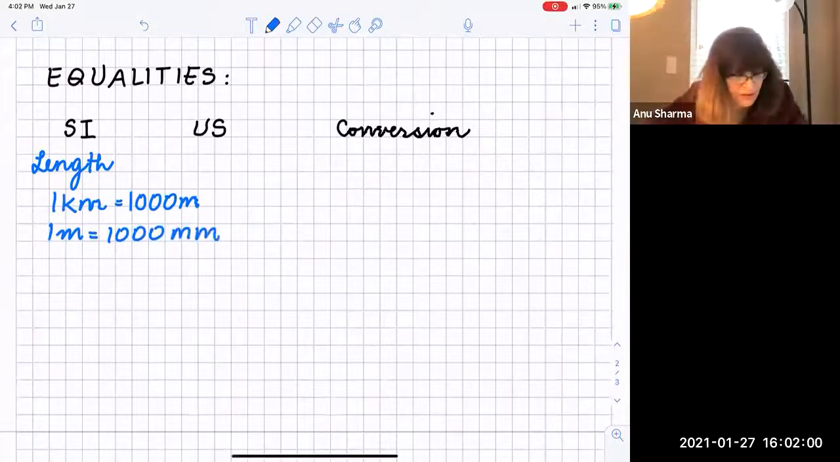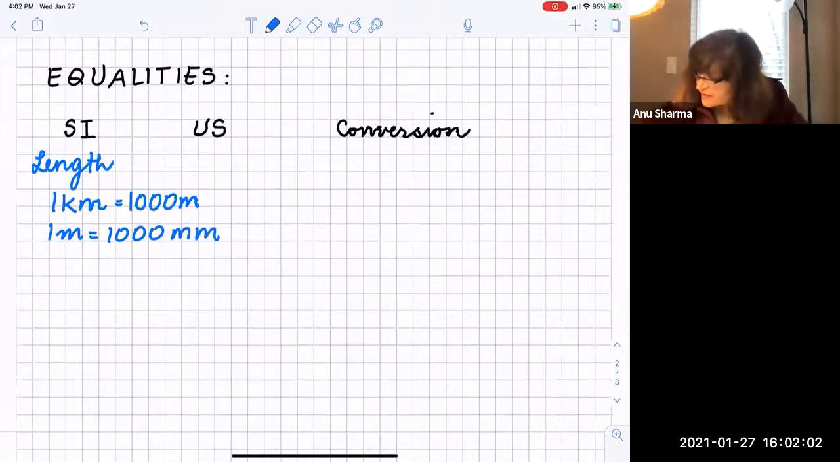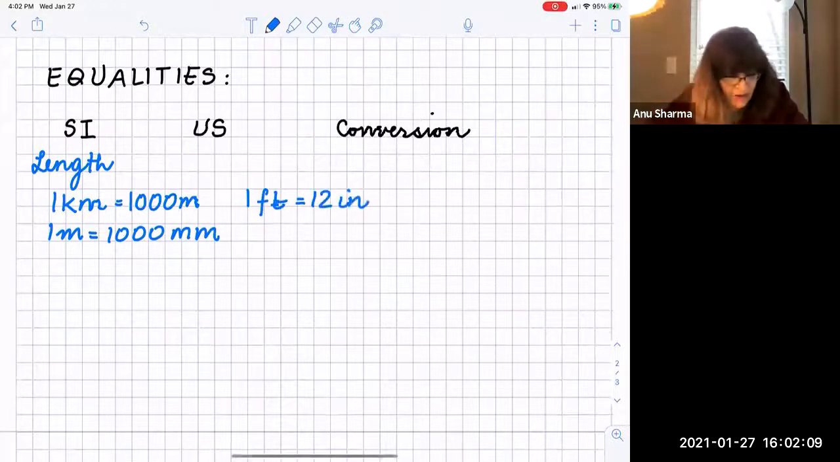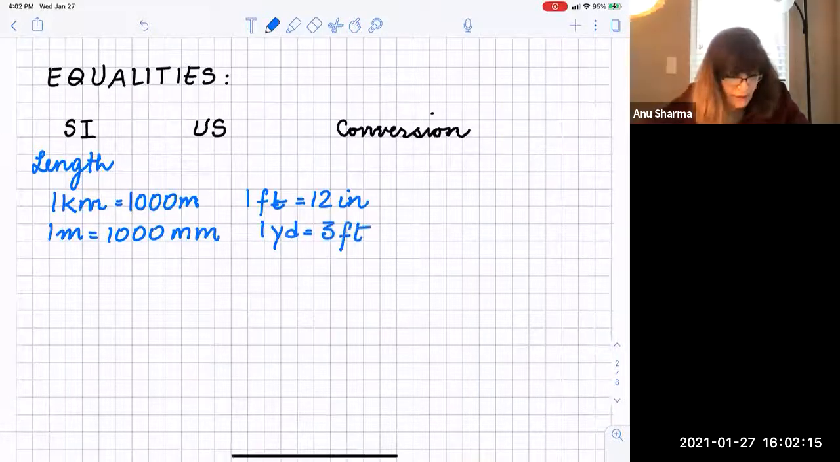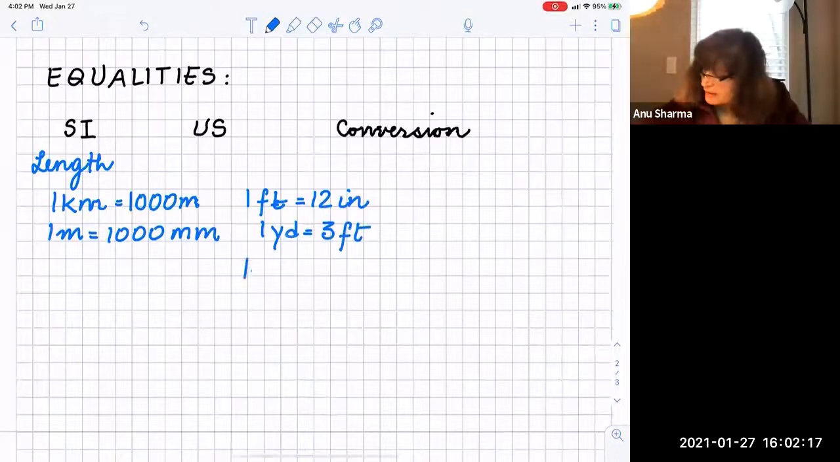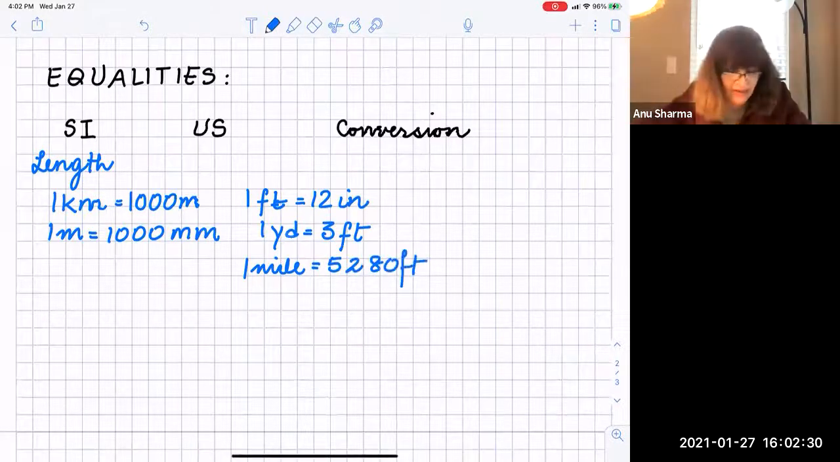But the US system uses something else. They use feet. So 1 foot is equal to 12 inches. Or 1 yard is equal to 3 feet. Or 1 mile is equal to 5,280 feet. We use miles here.